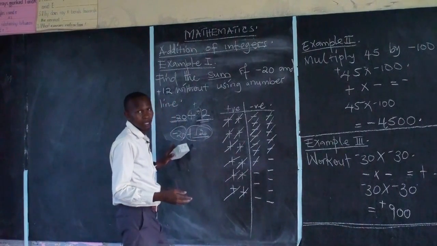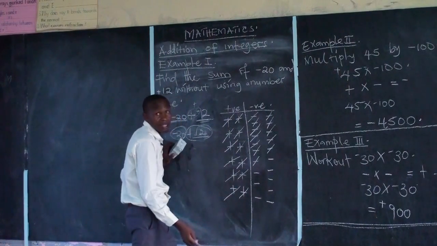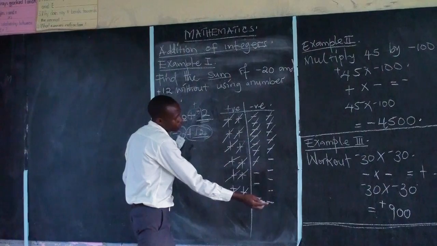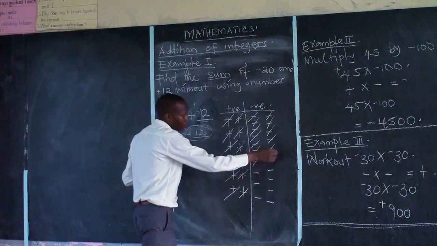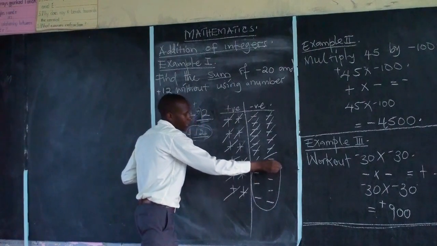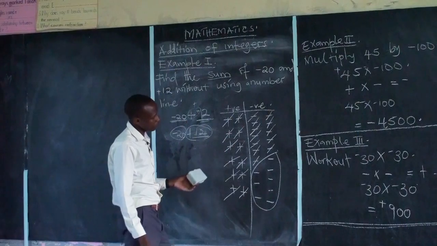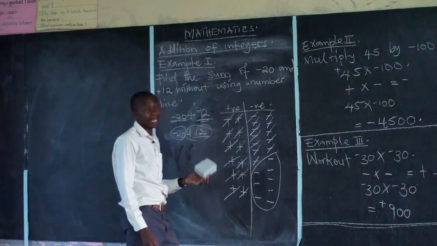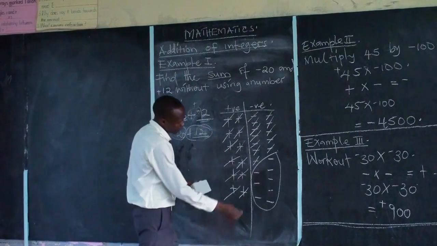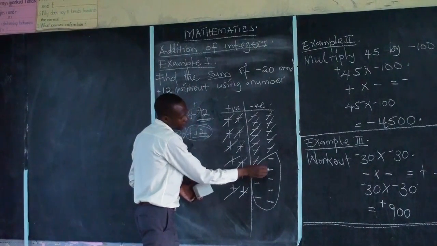Which side is still having more signs? When you have the other side, we still have more signs. How many are remaining? When you check here like this, the number of signs we are remaining with is the answer we have to write. So how many are 2, 3, 4, 5, 6, 7, 8.